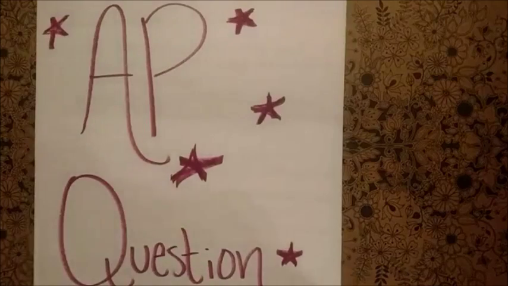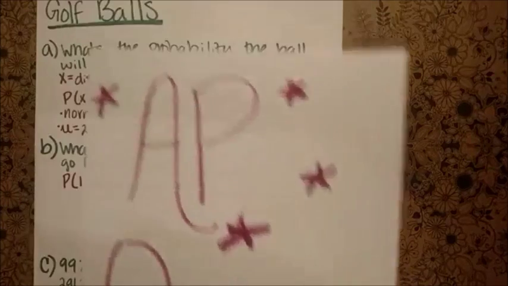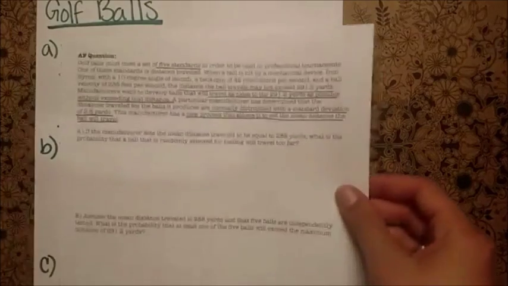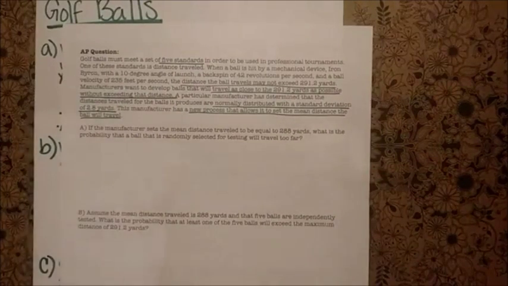The last one from my Quideo today is the AP question. This question was about golf balls. Here's the question. There's a lot of extra information in there, so I just underlined the basic things you would need to know. There are 5 standards that the ball has to meet. It can't exceed the 291.2 yards distance, and they want to get as close to that traveling distance as possible without exceeding it. And the standard deviation is 2.8 yards.